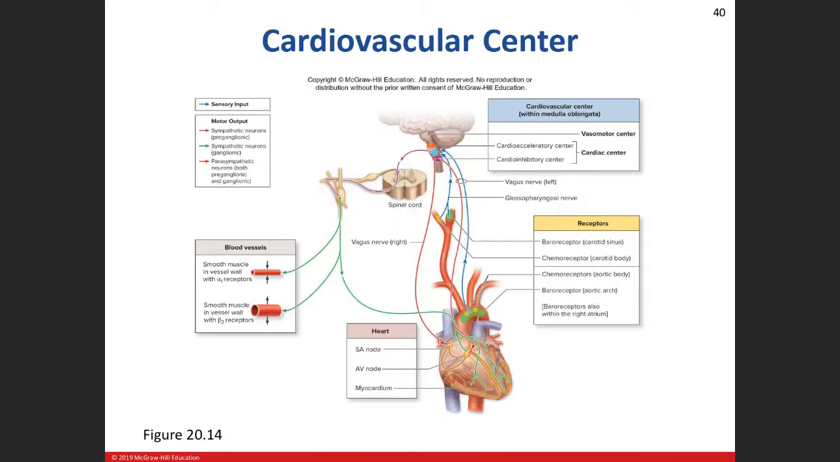All right. I showed you this slide before in chapter 19. Basically, it's showing you your cardiovascular center here, and it's got the cardiac center and the vasomotor center in the medulla oblongata, right? And it's showing which nerves are transmitting down to which structures. I already went over this with you folks. If you want a quick review, you can quickly go over that.